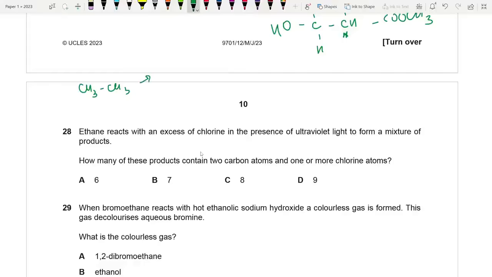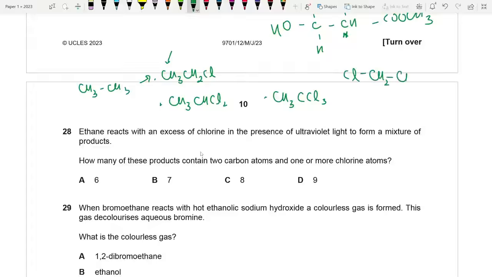So we can get CH3CH2Cl, CH3CHCl2, CH3CCl3. Having the chlorine over here on this carbon would be the same thing, right? Then we can also get CH2Cl, CH... This compound and this compound are the same.